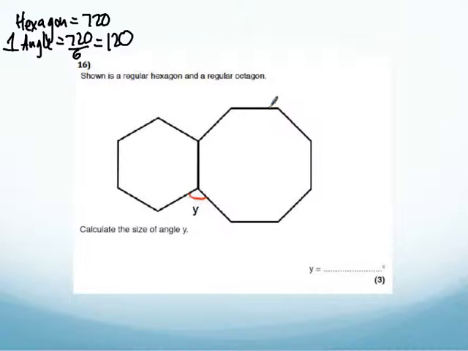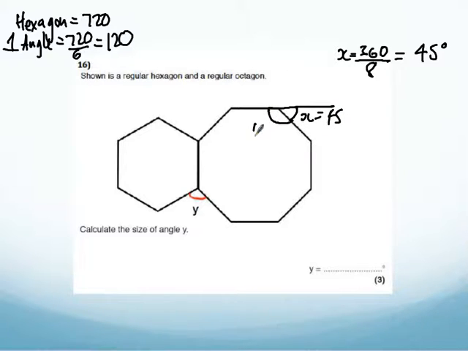So, octagon. How can I do my octagon? Well, let's do the exterior angle this time. Exterior angle here, let's just call this X. X will be equal to 360 divided by the number of sides, which is 8. So 360 divided by 8 is in fact 45 degrees. So X equals 45. So this angle inside now is 180 minus 45, which equals 135.